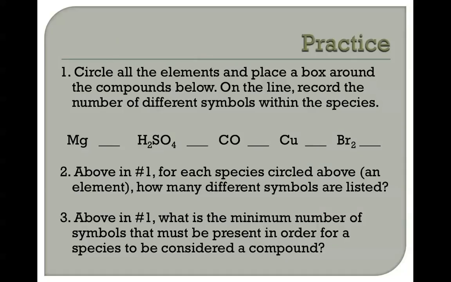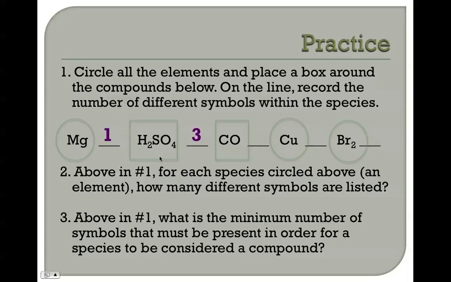Okay, so this is just some practice. You might want to pause it, go through all the questions, and then come back and check. So here you had to circle elements and box compounds, and really you should have been looking at chemical symbols to do so. We have the first one circled, the next two with a box because they're compounds, and the last two with circles because they're elements. So in the above example, for the species circled above, how many different symbols are listed? Well, for all the ones circled, because they're elements, they all have one symbol present. For the compounds, they're going to have more than one.